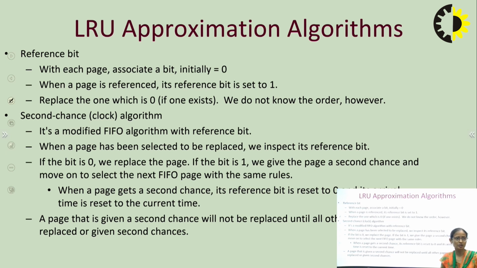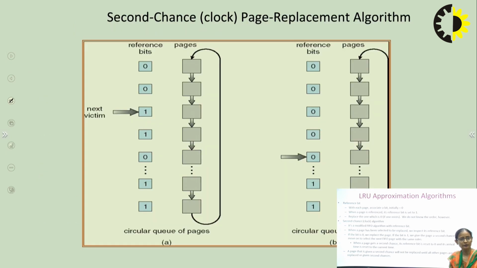In the case of the second chance algorithm, the same concept is deployed, but now we are giving a second chance. It is a modified FIFO algorithm with a reference bit. When a page has been selected to be replaced, we inspect its reference bit. If the bit is 0, we replace the page. If the bit is 1, we give it a second chance. When a page gets a second chance, its reference bit is reset to 0 and its arrival time is reset to the current time. A page that is given a second chance will not be replaced until all other pages in my queue are replaced or given second chances.